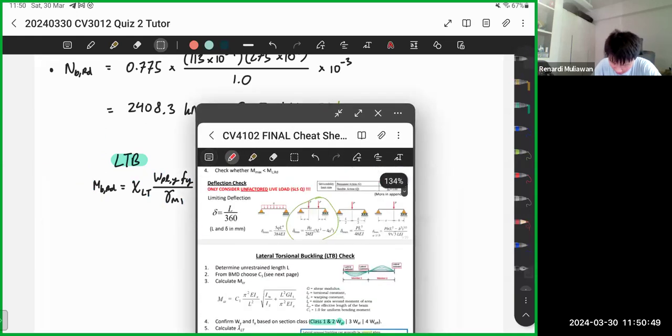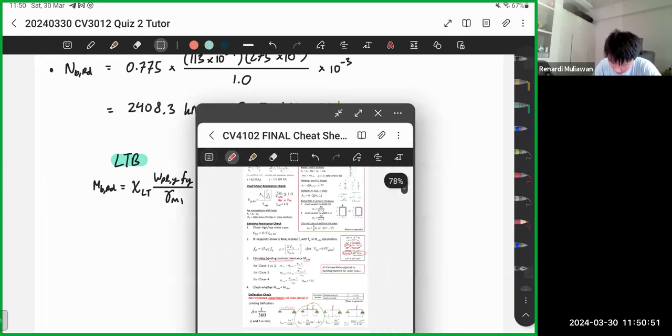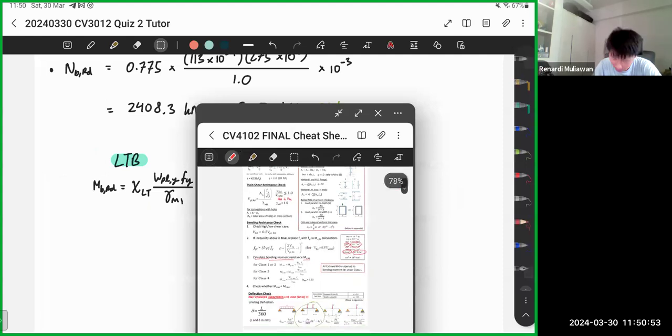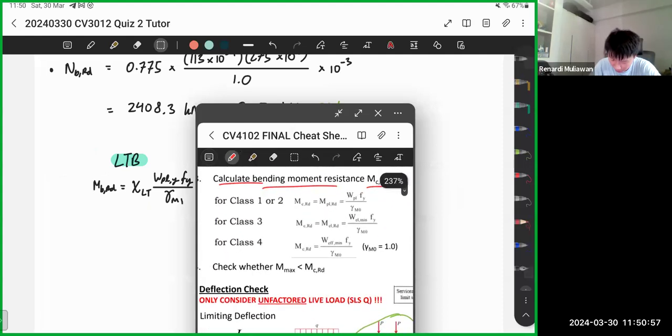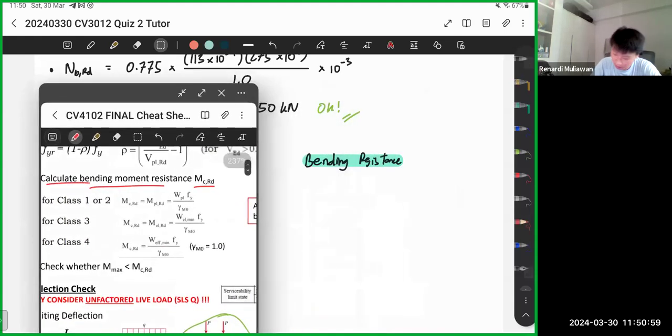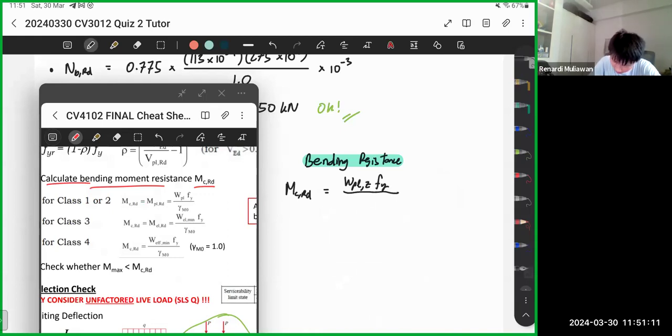So bending resistance is this one. In the first page, you go to this one, bending resistance check. Then calculate the bending moment resistance MCRD. So this one is MCRD, which is WPL. This one is a bit different. This one is WPLZ times Fy divided by gamma M0.